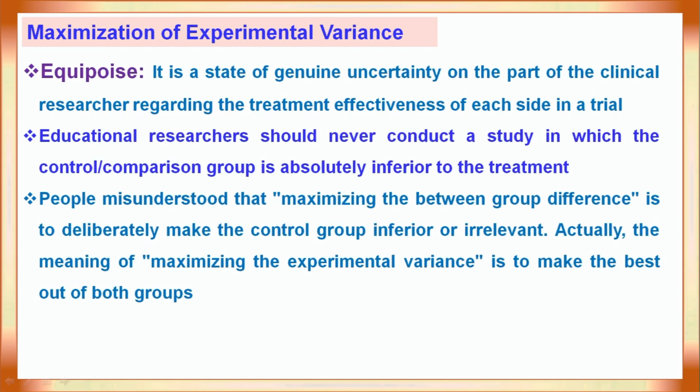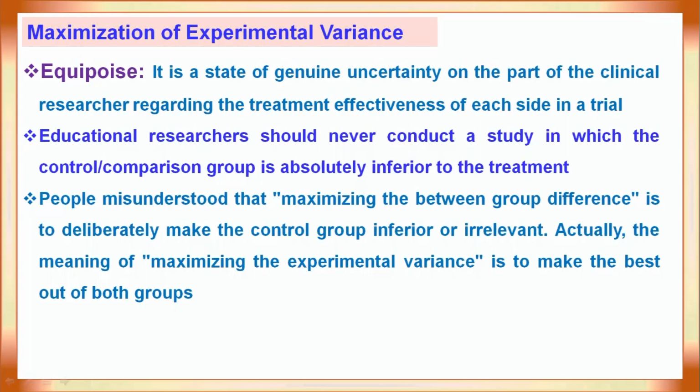In this situation, one ethical issue generally arises, which we call equipoise. Equipoise is a state of genuine uncertainty on the part of the researcher regarding the treatment effectiveness on each side of the trial: whether to take a very inferior control group and show that your treatment has a good effect on your dependent variable, or whether to take a much more powerful control group to find out the true effect your targeted treatment has on the dependent variable.